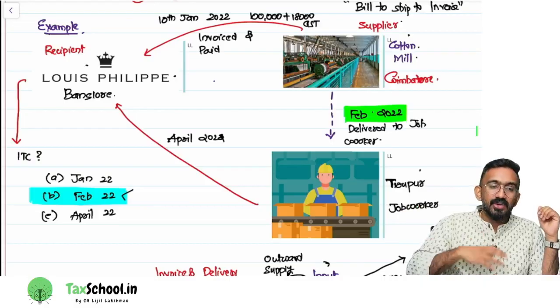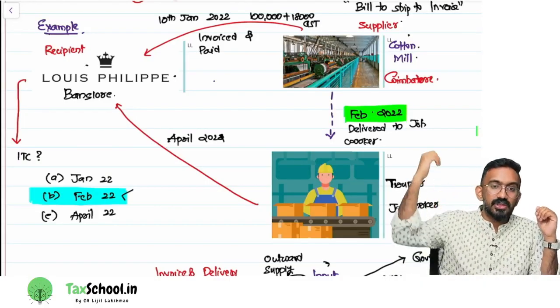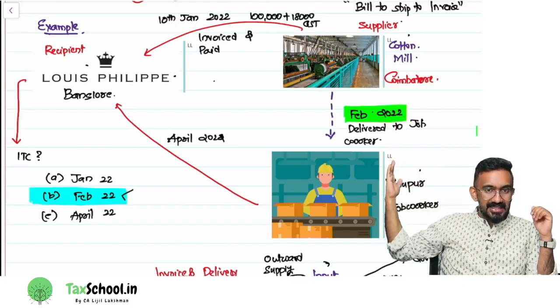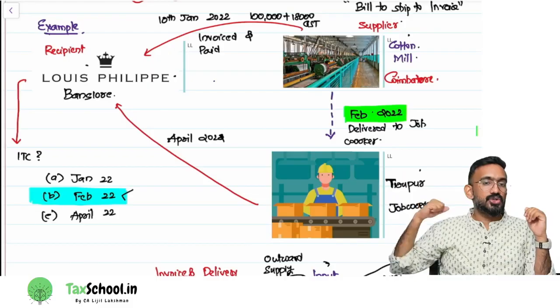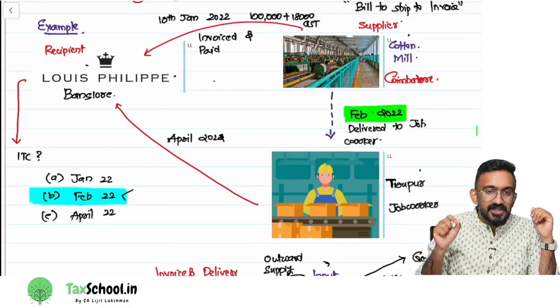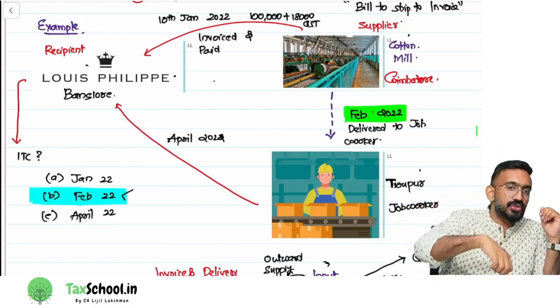If you give it to Bangalore, I have to send it again to Tirupur, which is going to increase my transportation cost. So what the cotton mill has done is directly send this product to the job worker in Tirupur, and the job worker has received this product in February. After stitching, the job worker transferred these goods to Louis Philippe.